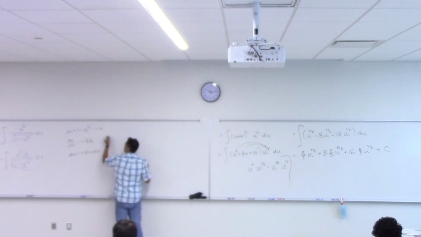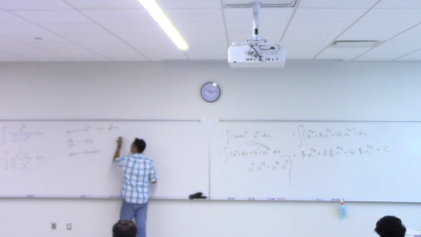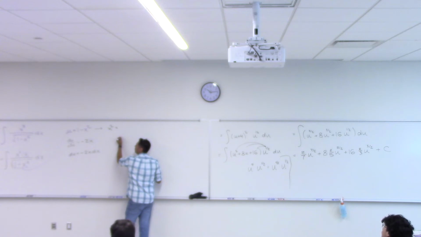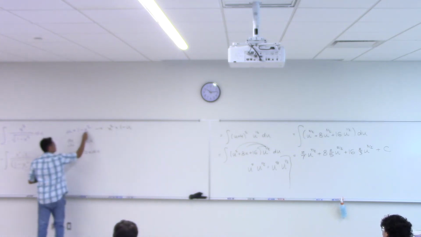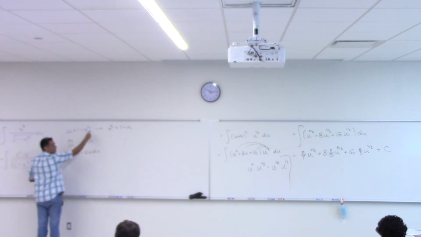Solve this for x squared. What do you get? x squared is? Oh, excuse me, u minus 1. Sorry. What is it? 1 minus u. If you solve this for x squared, just move the x squared to the left, move the u to the right, and you get x squared is 1 minus u.